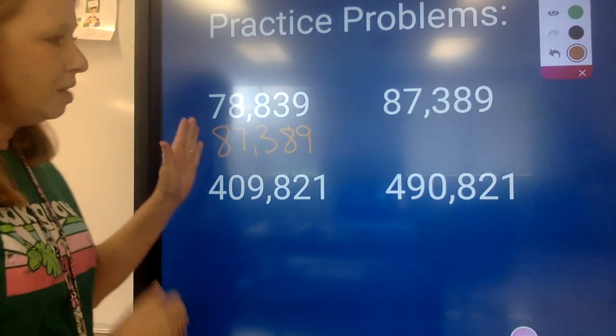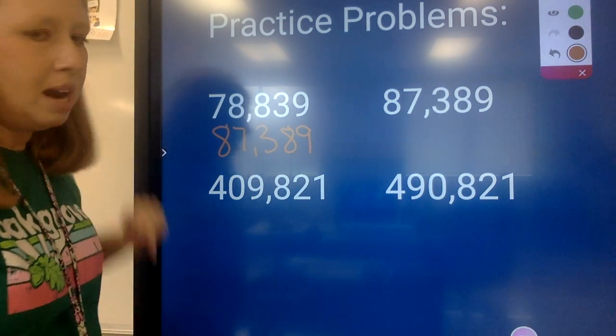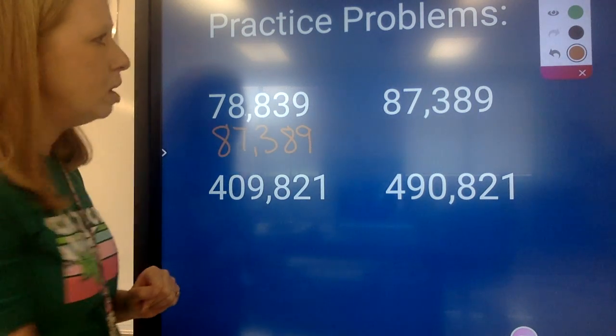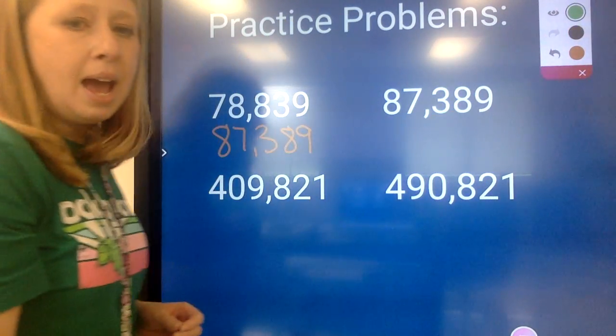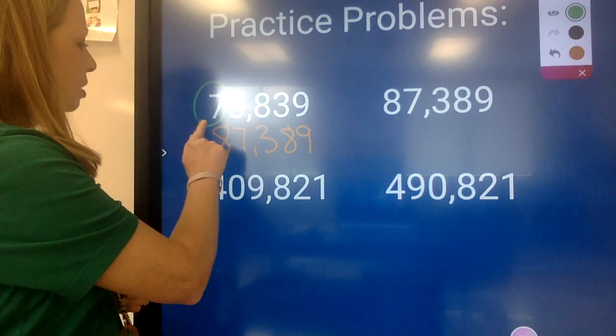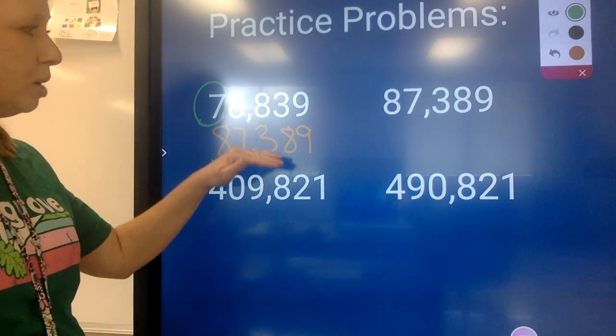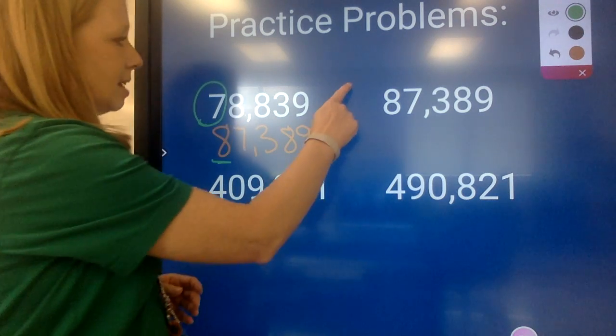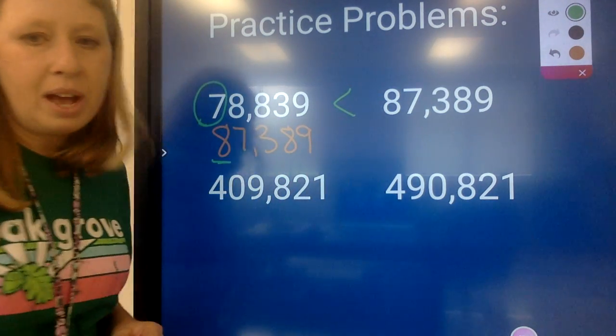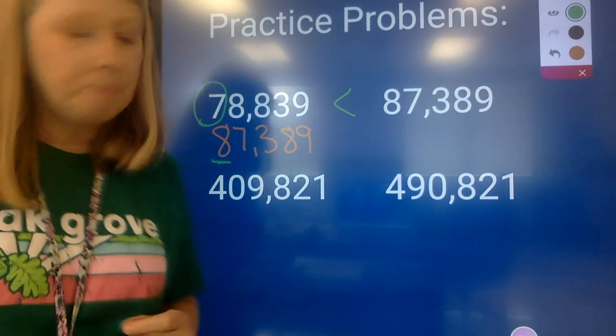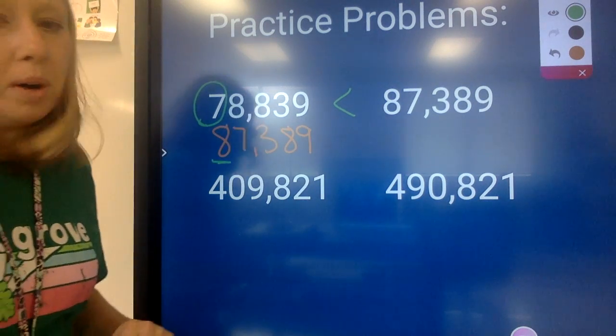Well, let's look. In the 10,000s place, I have a 7 and an 8. What do you notice automatically? Yes, that this 7 is smaller than the 8. So therefore, I know my first number is smaller or less than 87,389. Let's do one more.